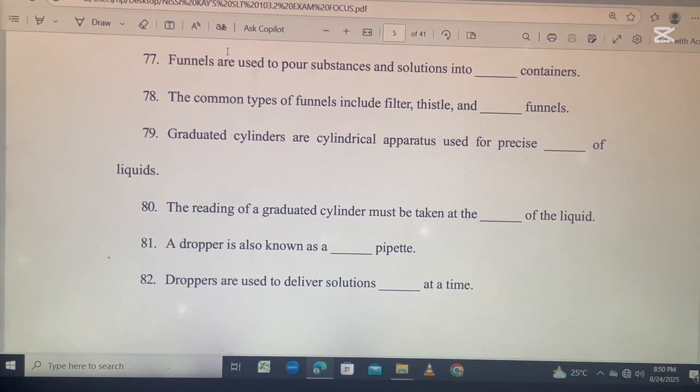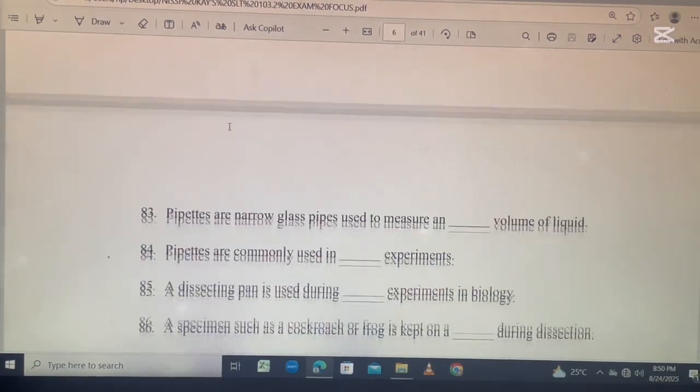Now, a dropper is also known as a Pasteur pipette. Pasteur is spelled P-A-S-T-E-U-R, Pasteur pipette. Now, number 82, droppers are used to deliver solutions one drop at a time. Okay, let's move to the next question.